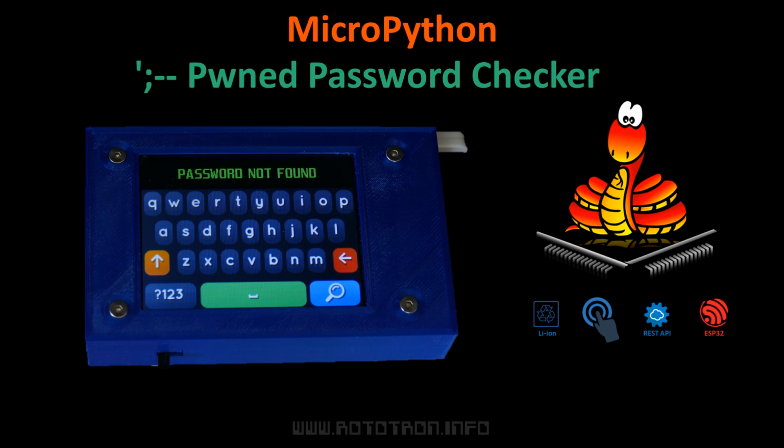In this video, I'll use MicroPython and an ESP32 to create a low-cost wireless device with a color touchscreen to test passwords against a REST API database of hacked online accounts. My videos are fast-paced, but there'll be a full write-up on my website.